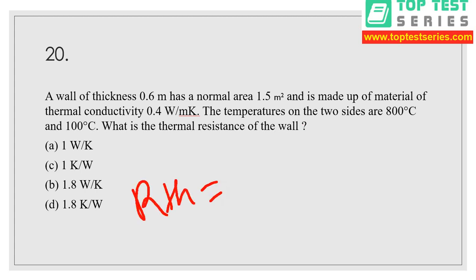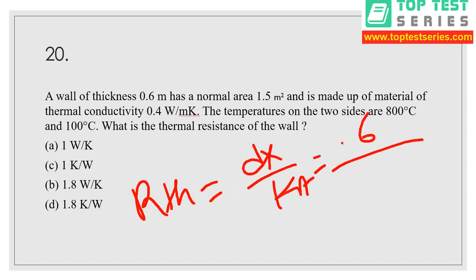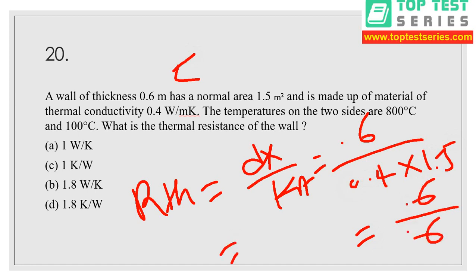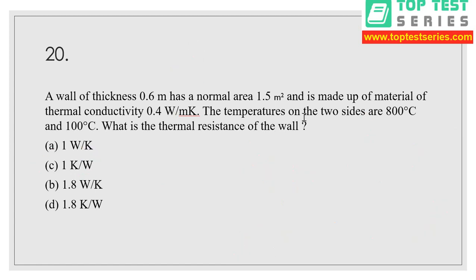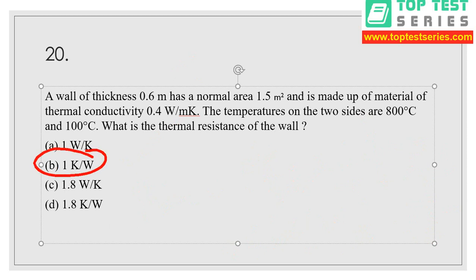That is what, my dear? dx by KA. dx is what? 0.6. No need to change the unit because it is given in meter. K is what? 0.4. Area is what? 1.5. No need to change the unit, my dear. Very simple question. As you can see, 0.6 by 0.4 into 1.5, this will be 0.6. So it is 1 Kelvin per watt. Therefore, my dear, the other options are wrong, only B and C remain. So option B is the correct answer for this question. 1 Kelvin per watt is the correct answer, right?